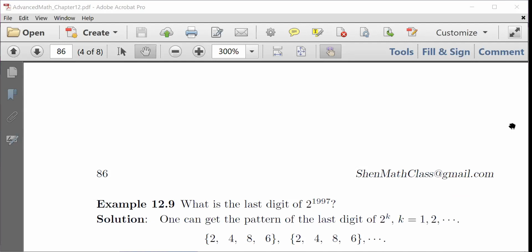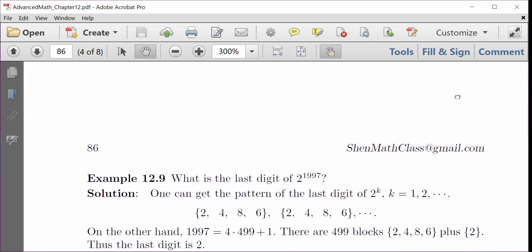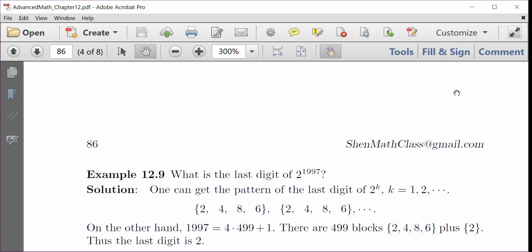So then finally, 1997 is actually 4 times 499 plus 1. So there are 499 blocks plus 1. So the last digit will be 2. This is the idea. Use a pattern.